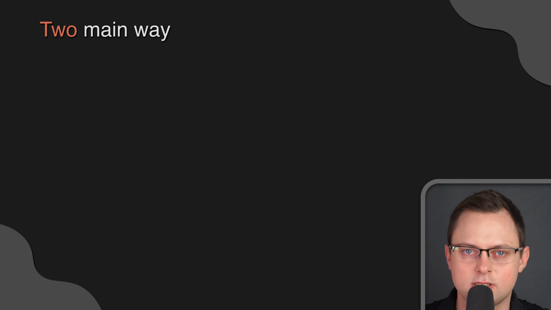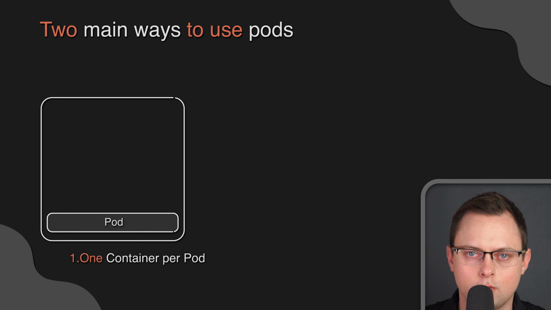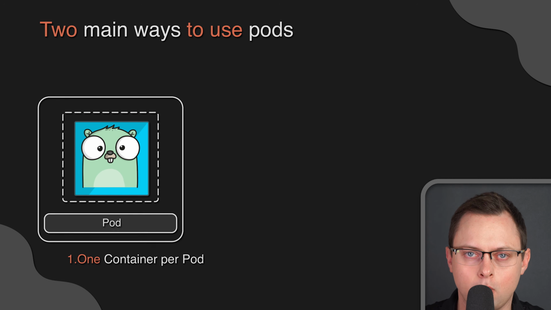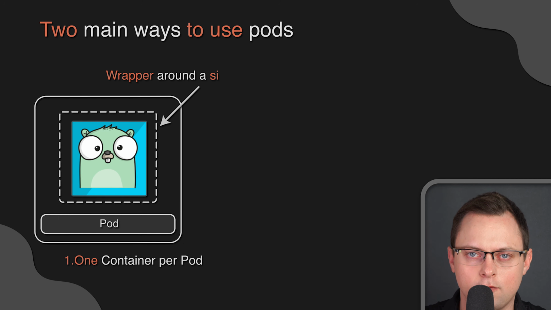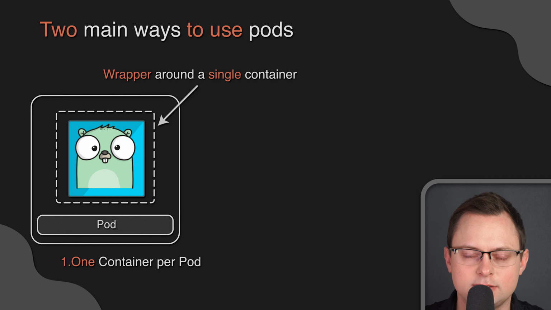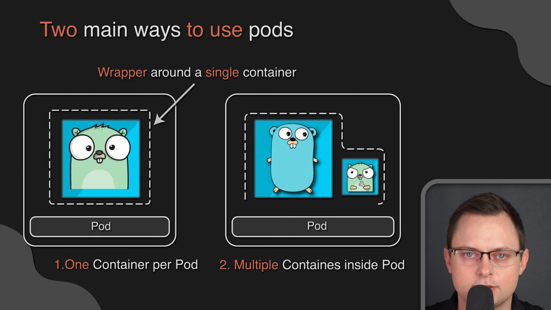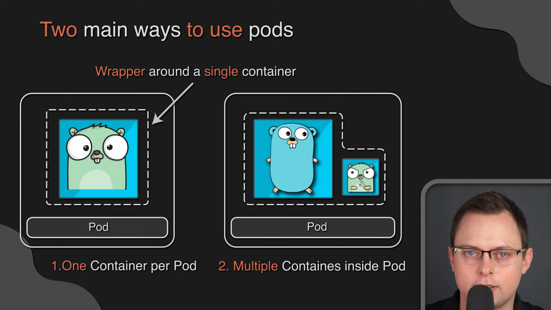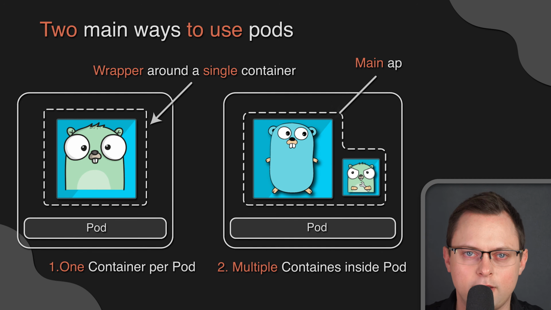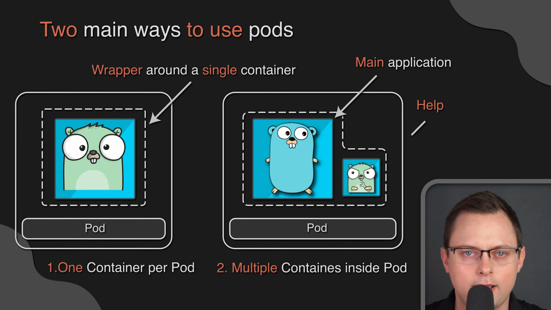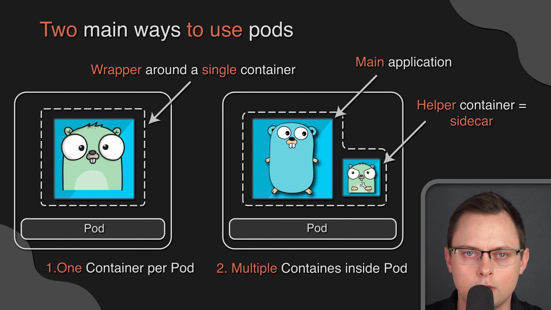Pods in a Kubernetes cluster are used in two main ways. The first and most common approach would be to run one container per pod. In this case, you can think of a pod as a wrapper around a single container. The second approach would be to run multiple containers that need to work together inside a single pod. Usually, we have a main application and a helper container that we call a sidecar.